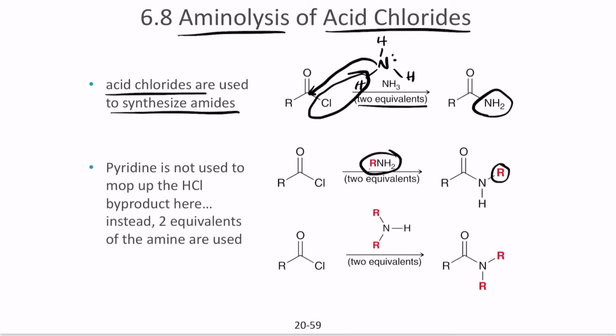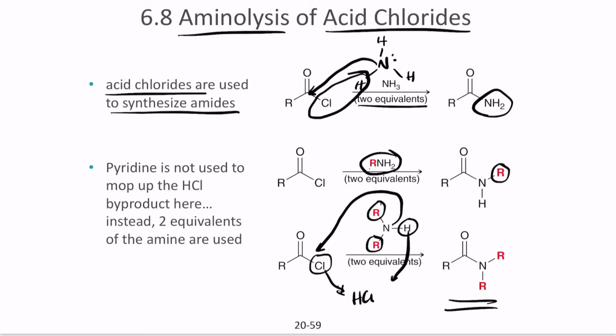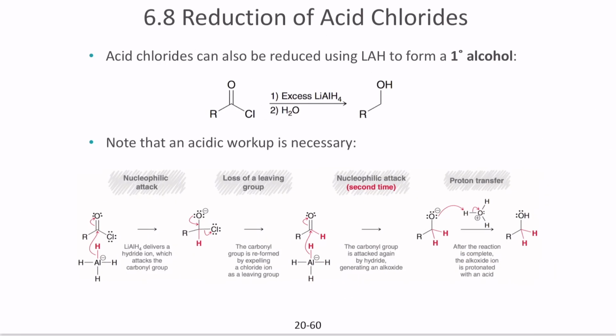So the reaction only occurs when you have at least one proton on the nitrogen. The reaction will not occur on tri-substituted amines. So you need at least a di-substituted amine. So if you have two R's, one H and one chlorine will combine to form HCl, and this nitrogen will attach itself to that position, creating the amide compounds. So this is the aminolysis of acid chlorides.